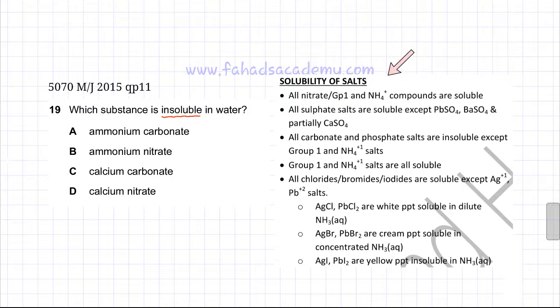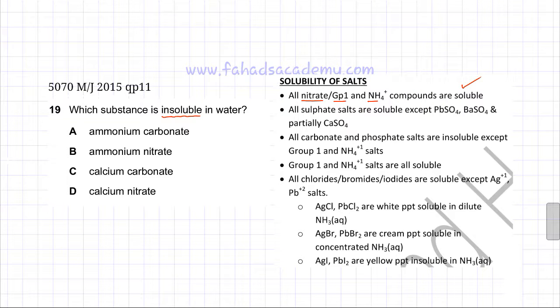So I have copied this table over here. Remember, you have to remember this table by heart. The first thing is that the statement of the table is that all nitrates, anything that has NO3-1 in it, or group 1 in it, or NH4+1, all these compounds are going to be soluble.